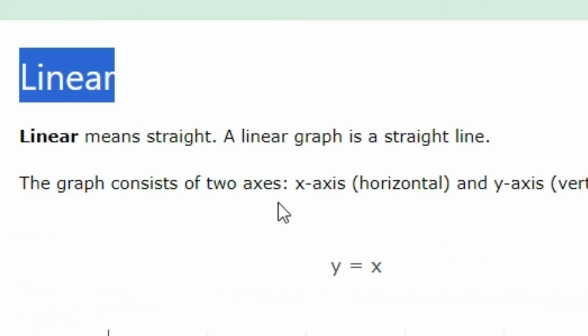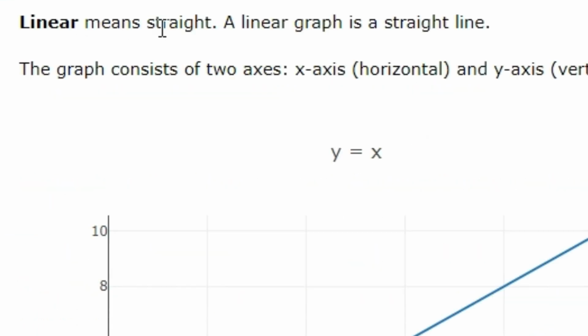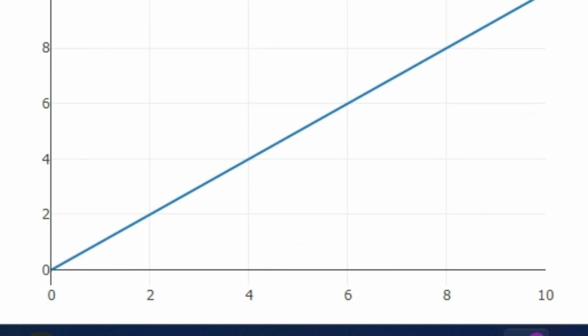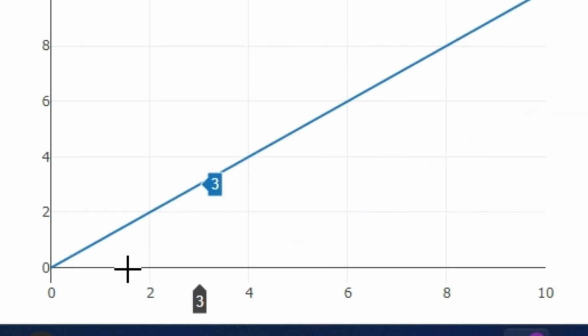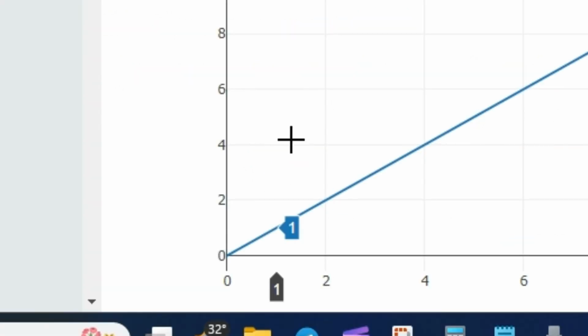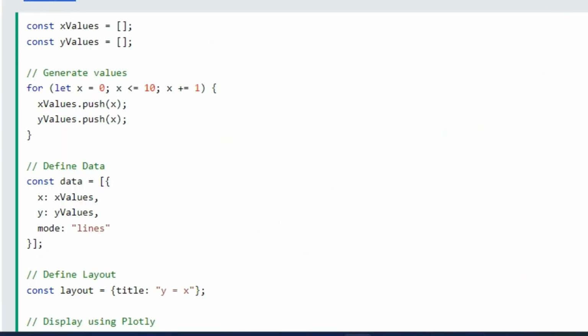First is linear. Linear means straight. A linear graph is a straight line. The graph consists of two axes: the x axis, which is the horizontal axis, and the y axis, which is the vertical axis. Now we have the equation y equal to x. When it is plotted, this will look like below. Here is an example of the linear graph.